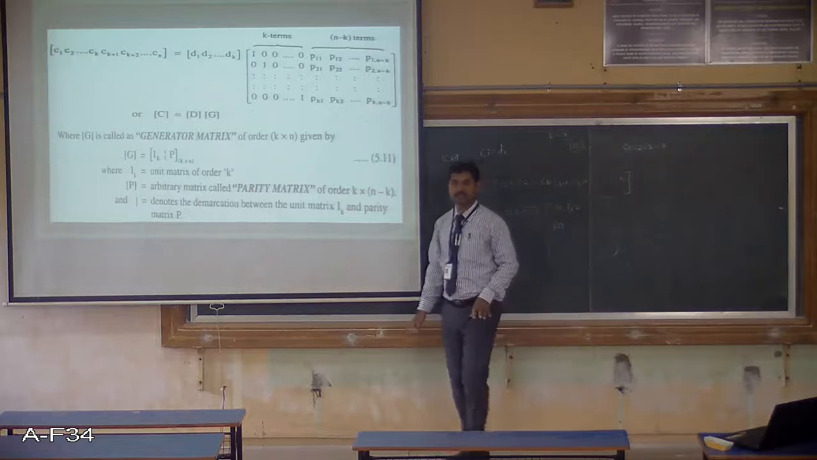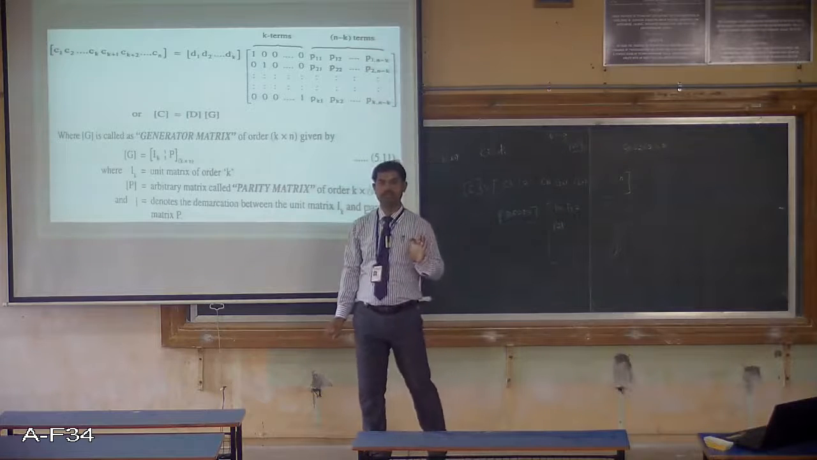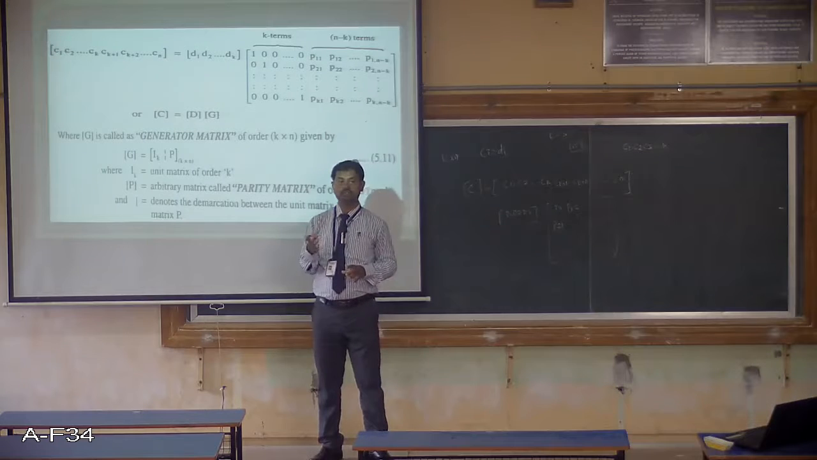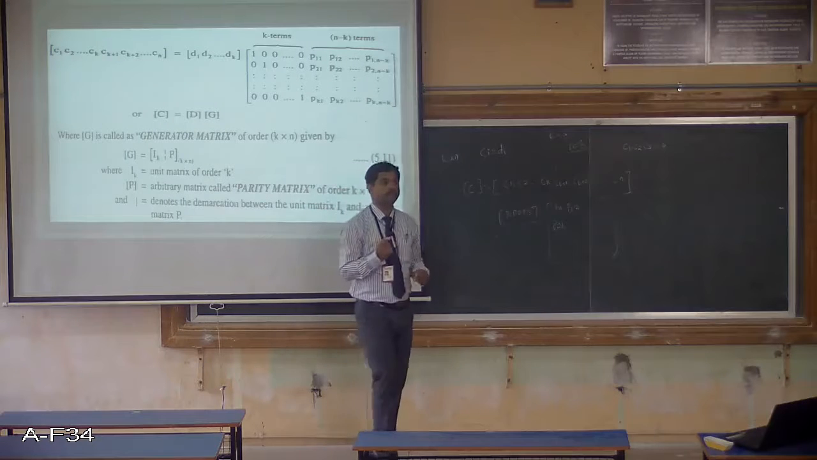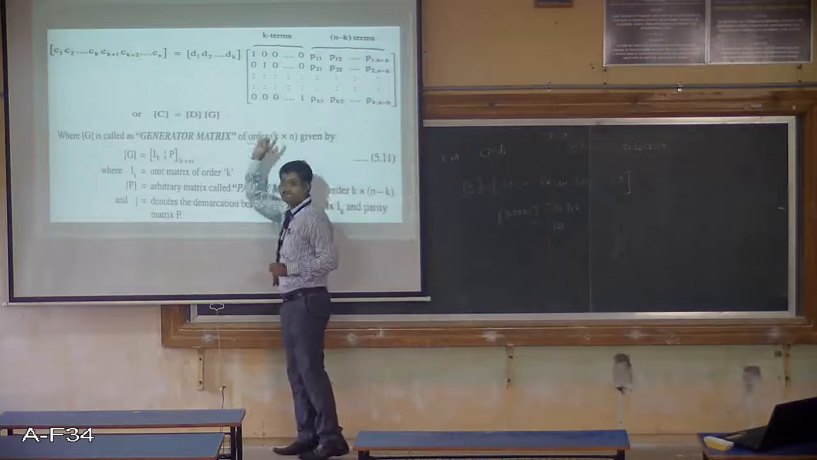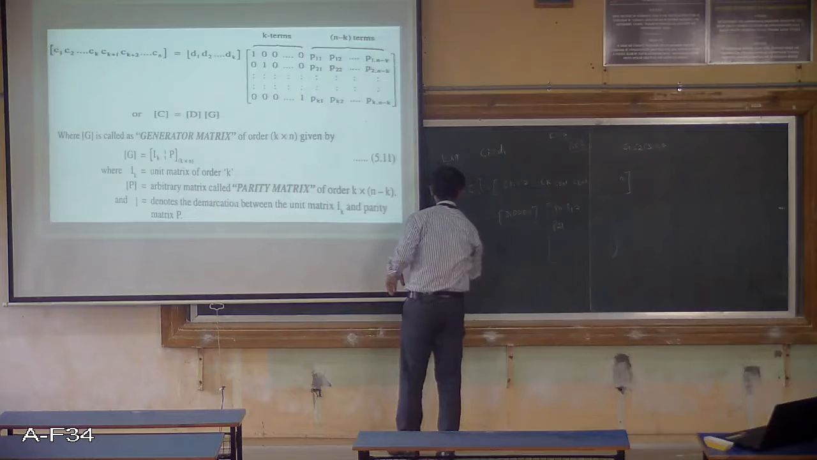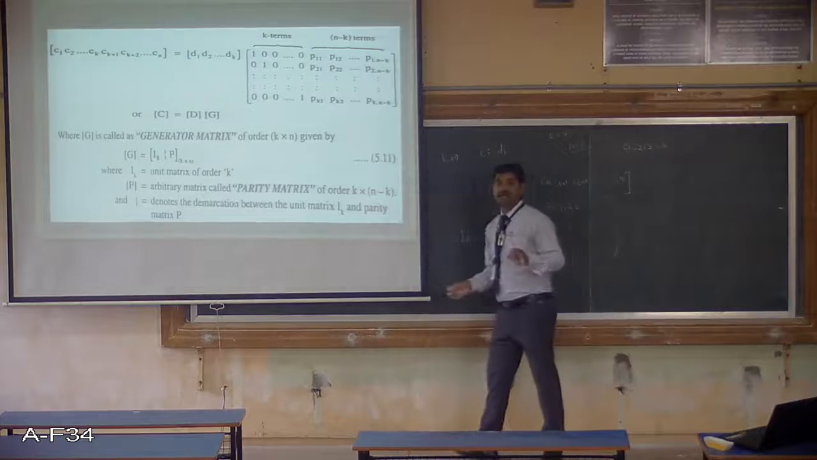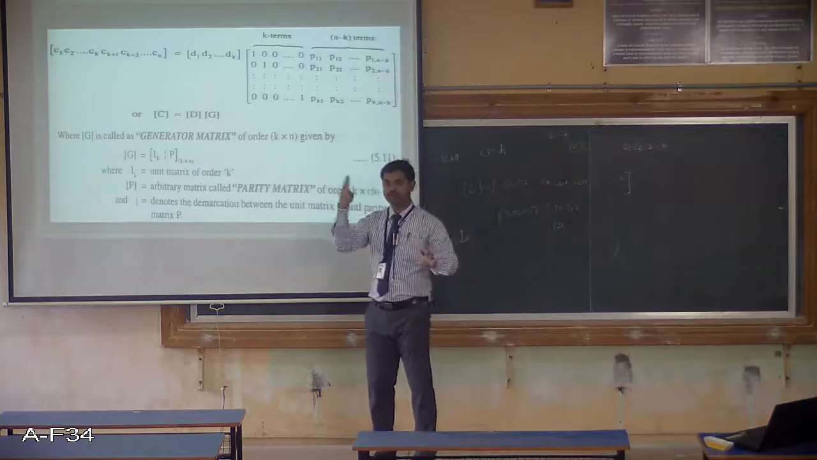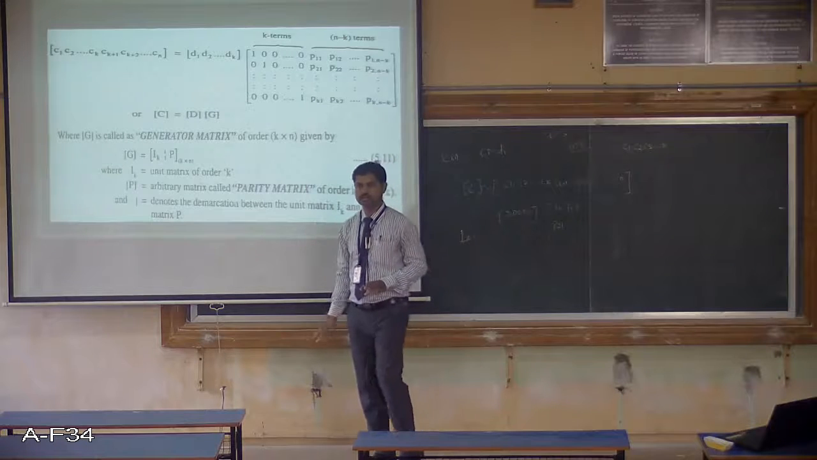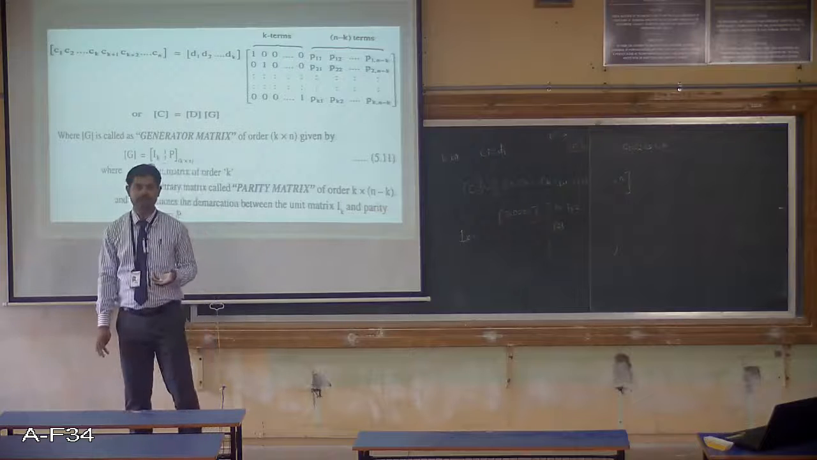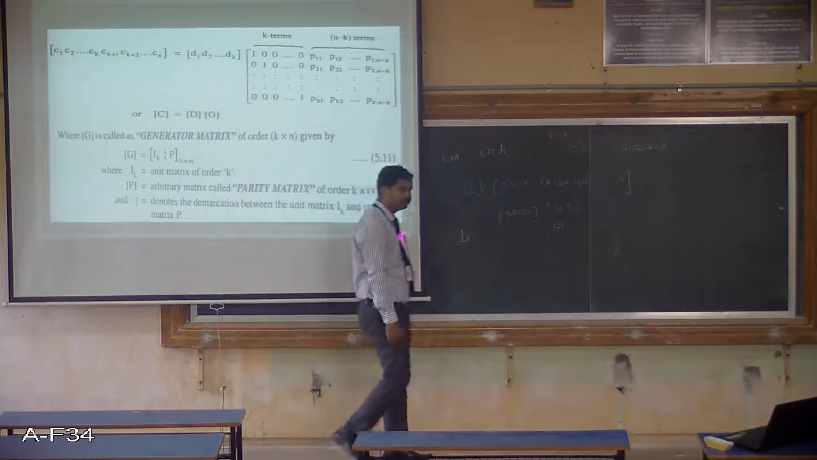K rows, n columns. That's the order of the generator matrix, remember. The order of different matrices you should know. The order of G is k into n. Next you have partially this matrix, you can call it Ik. Ik is an identity matrix of order k. If k is 4 bits, then it is a 4 into 4 matrix, 4 rows, 4 columns. If k is 5 bits, it's 5 into 5, right? So Ik is an identity matrix.